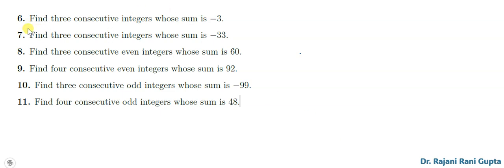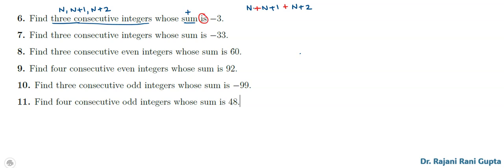If you look at questions number 6 to 11, these are based on a similar idea. Let's see. Find three consecutive integers whose sum is minus 3. Consecutive integers. How many do we need? 3. So it will be n, n plus 1, n plus 2, because consecutive means the difference is 1. So how will you solve it? n, n plus 1, n plus 2. What are you doing? The sum means adding them.